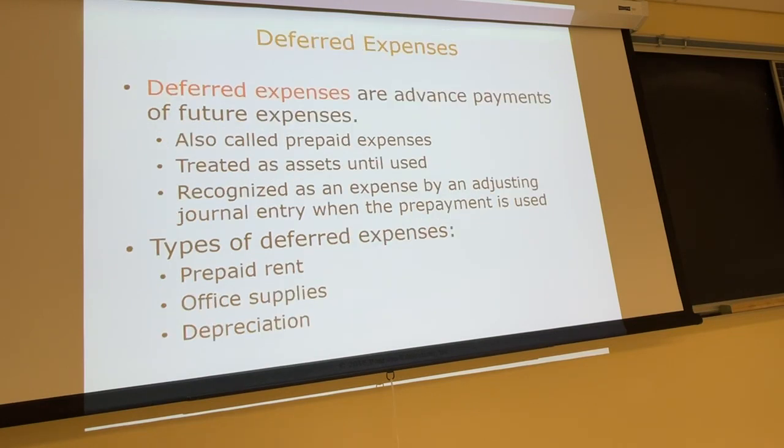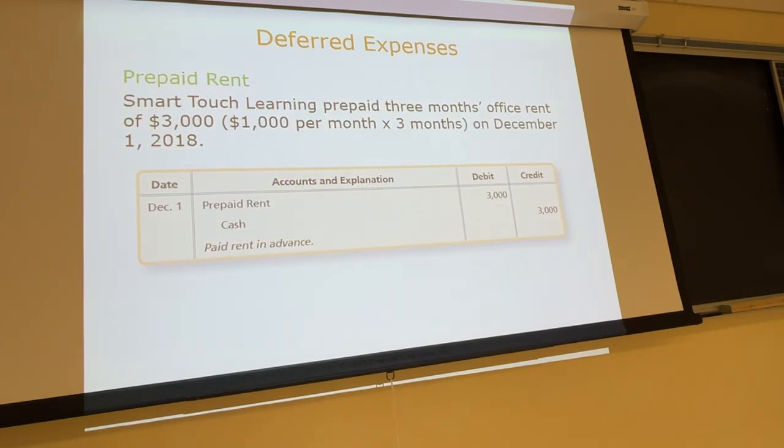The first adjusting journal entry that we will look at is deferred expenses. The name I prefer for these is prepaid expenses. You can use either one of those terms for these. And 3 examples of these adjustments would be prepaid rent, office supplies, or depreciation. We'll look first at prepaid rent.